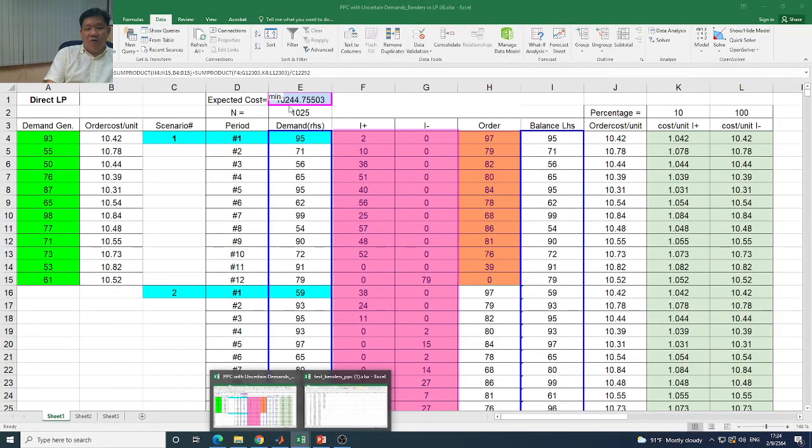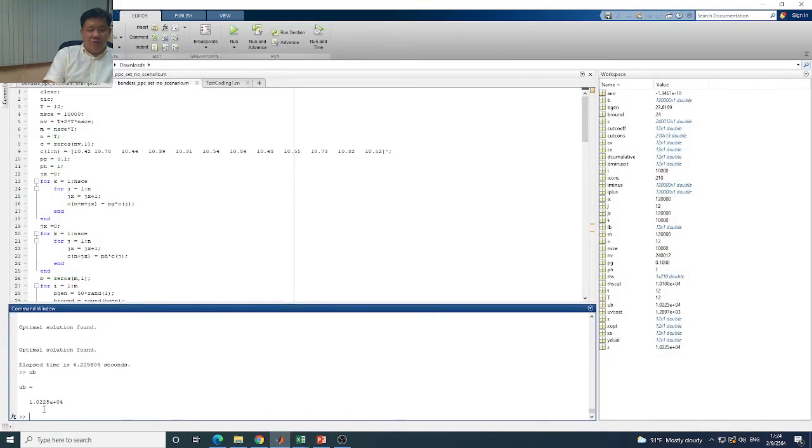This one is 244, but this one is 225. The previous one is 229. Oh, but this one is too much already. We're not going to go back.